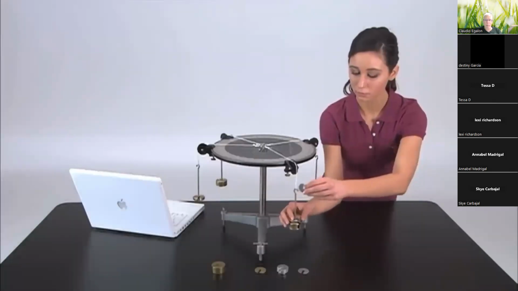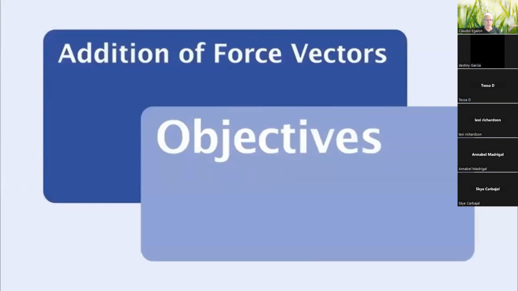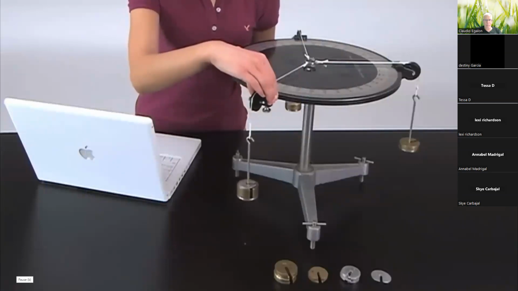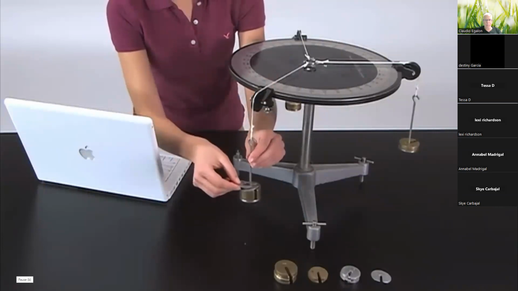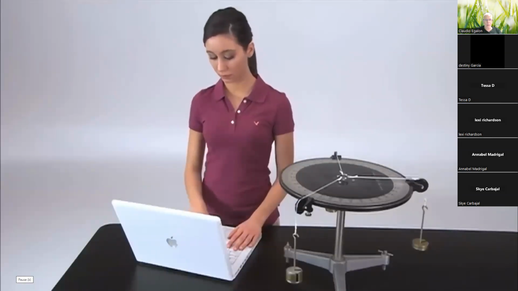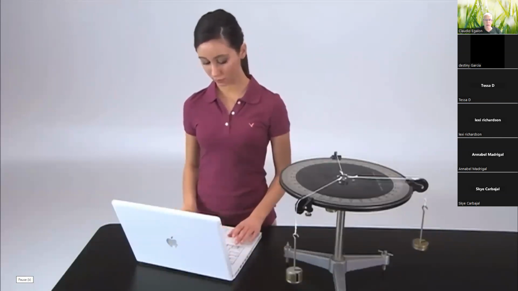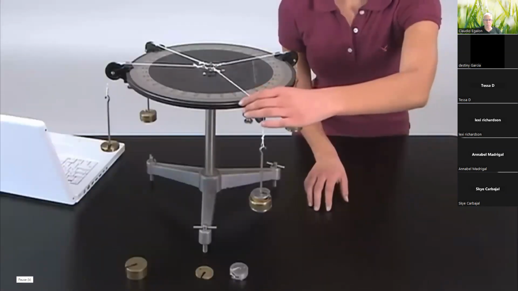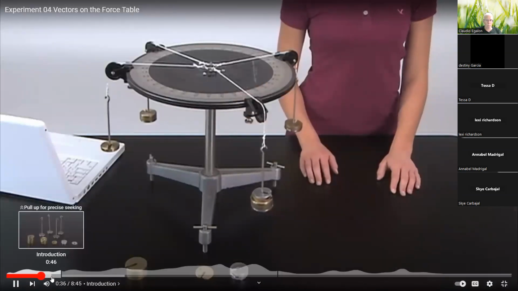You will investigate the addition of force vectors. The objectives for this laboratory are: use the force table to determine the vector sum of two perpendicular forces. Compare experimental values with calculated values for the magnitude and direction of a resultant force. And use the force table to demonstrate the vector addition of three forces.